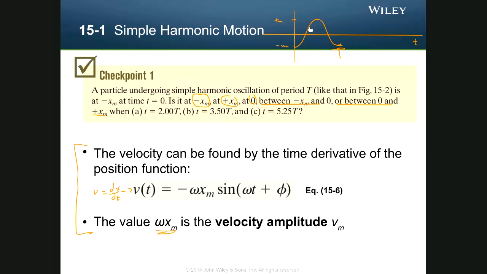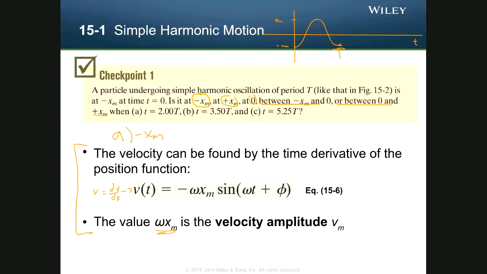We can always sort of project this forward. For any integer period, that's going to bring us right back to where we started. So whether we're at 1T, 2T, 3T, 4T, 5T, that'll bring us right back to where we started. So for A, it's going to be minus x_m.